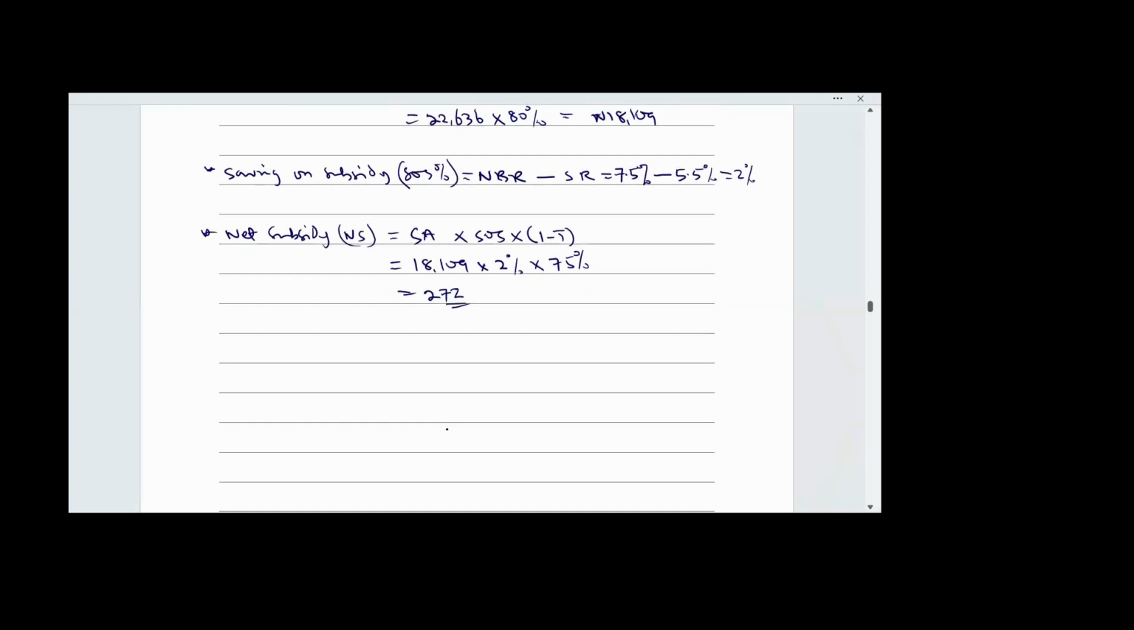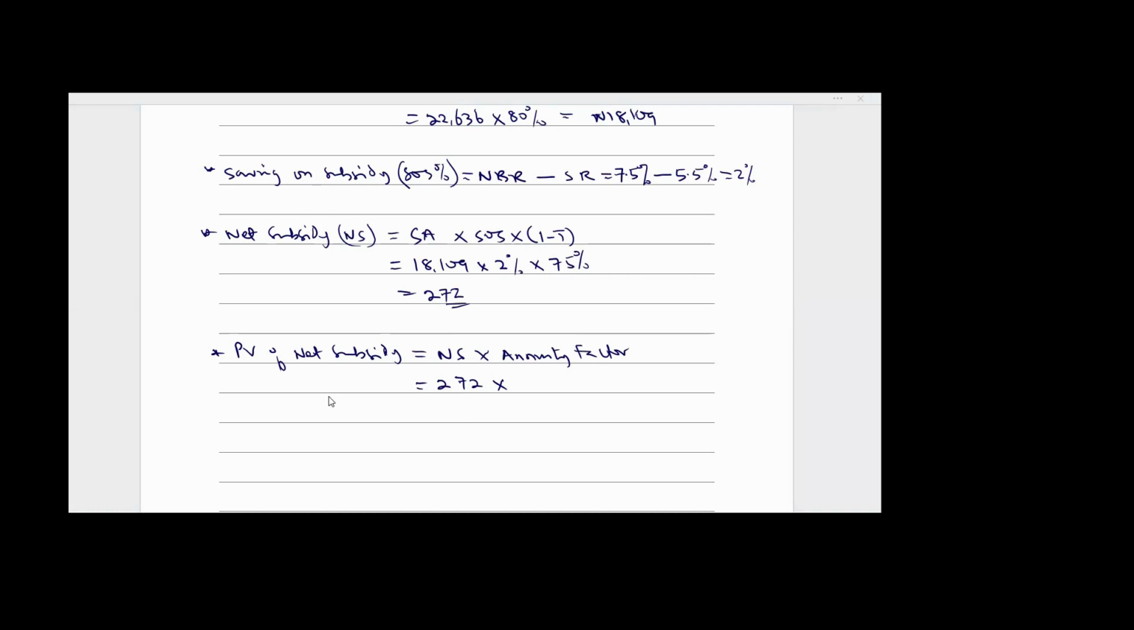Finally, we need to calculate the PV of net subsidy. See the way we are breaking it down step by step. PV of net subsidy simply means the net subsidy multiplied by annuity factor. So net subsidy is 272 multiplied by annuity factor. To get the annuity factor, remember, we are using the normal borrowing rates as a discount rate for financing effect cash flow.